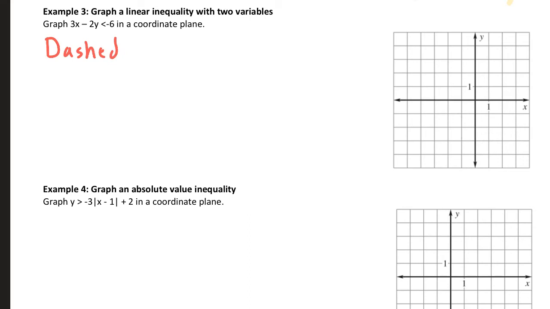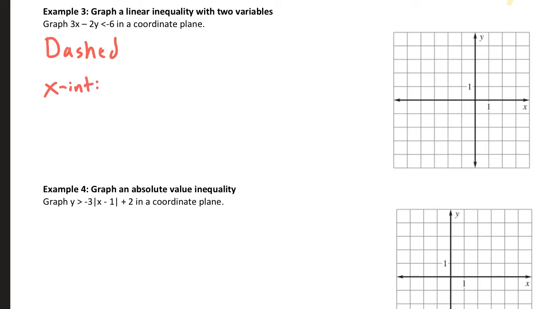First thing I'm going to say is that is a dashed line because it's just less than. Okay, it's just a less than inequality. Next, we look at the form this is in. This is in that standard form, so I'm going to find the intercepts.